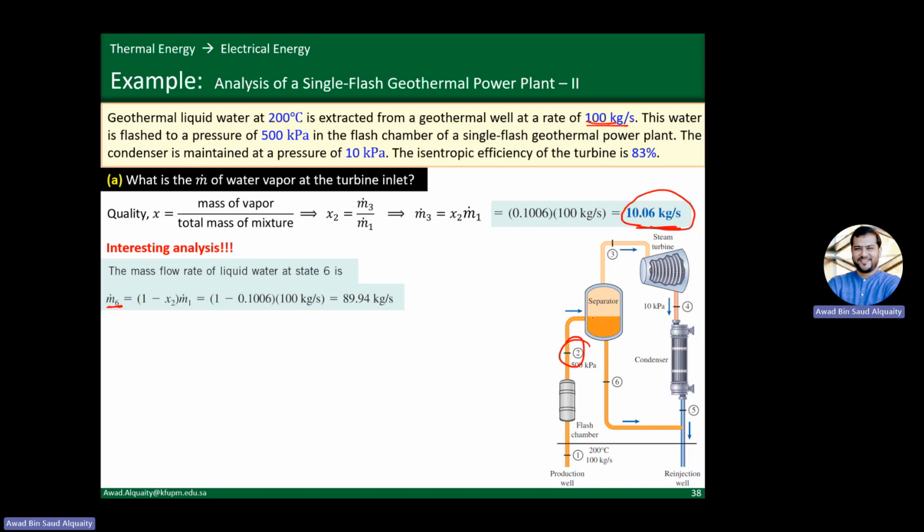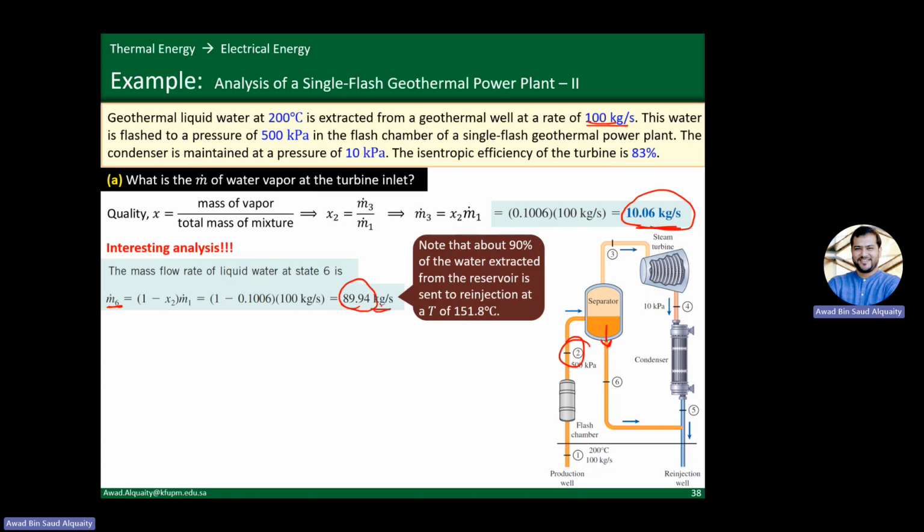So the mass flow rate of water that we have here, m dot 6, is what's remaining. So it's 89.94 kilogram per second, right? So it's still hot, it's still a lot of water to be used. So essentially, about 90% of the water that we extracted, we are just reinjecting back into the well, and it's going back at 151.8 degrees Celsius. So hot water, very high flow rate, all the way going back. So this is an opportunity for us to make use of it for different purposes.